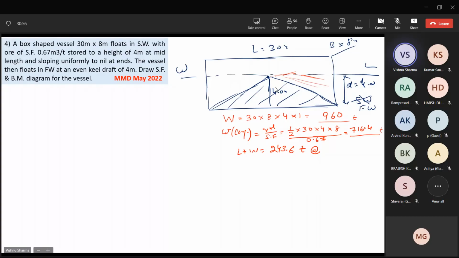Divide by 30 length. 8.12. 8.12 tons per meter is the light displacement. Guys, any questions up to this point?